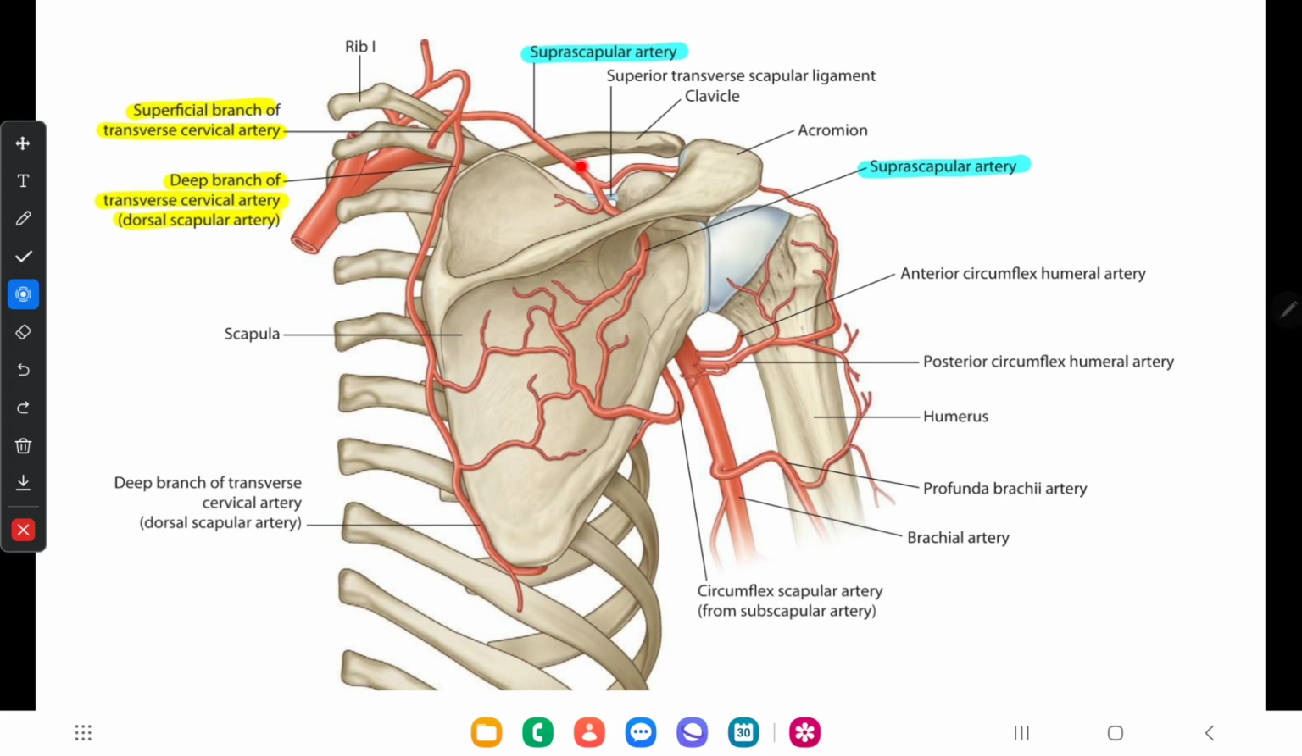It goes above the superior transverse scapular ligament. Here you can see the superior transverse scapular ligament. Then the suprascapular artery goes above this ligament and enters into the supraspinous fossa as well as the infraspinous fossa. It also is involved in the scapular anastomosis behind the scapula.